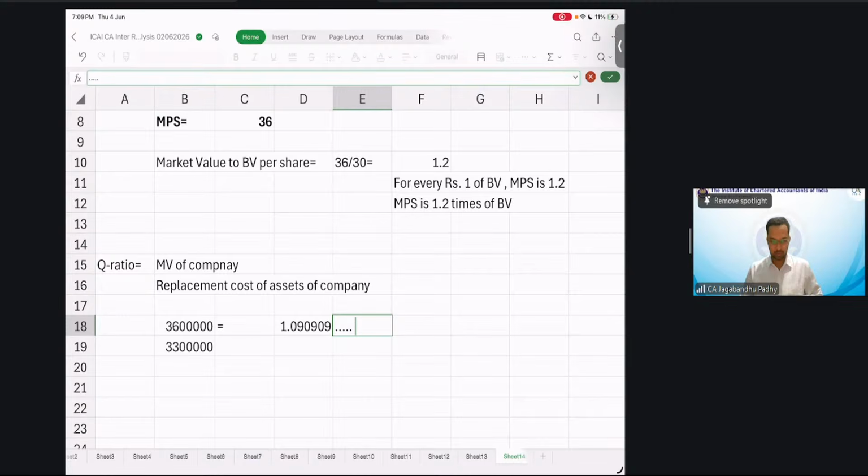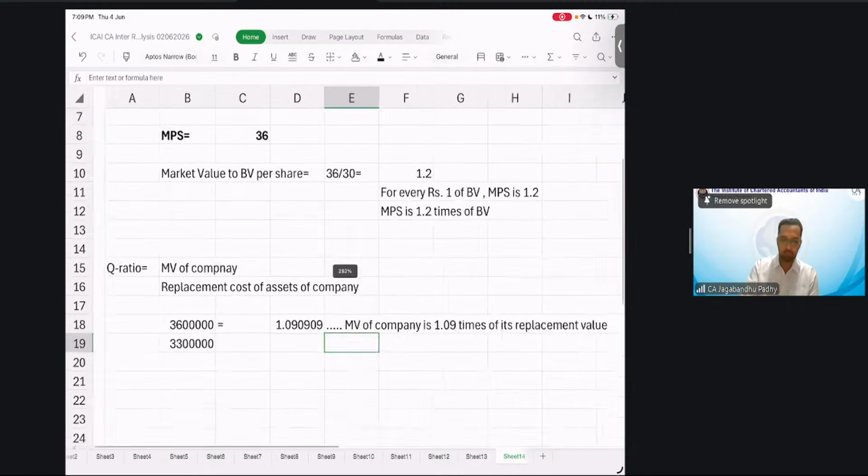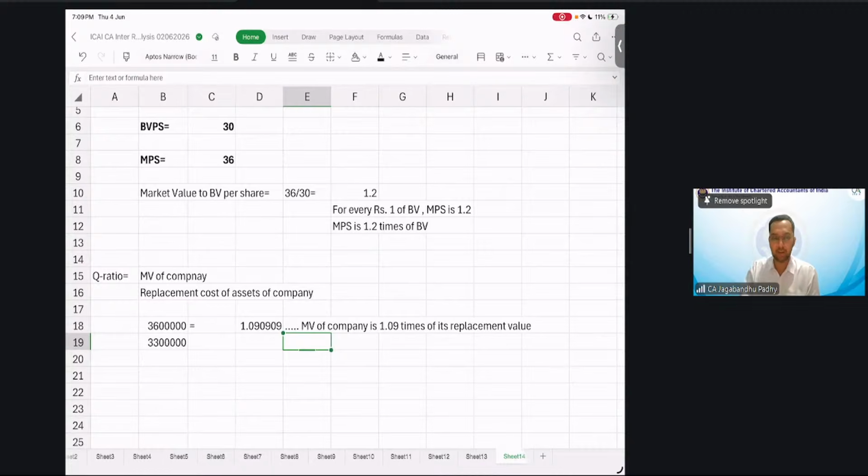This simply means that market value of company is 1.09 times of its replacement value. Right? So it means if I want to create a similar company, I need to spend 1 rupee for it. But if I want to buy the similar company from the market, I need to pay 1.09. So basically, the company is commanding a 9% premium over its replacement value. Okay. What's the Q meaning?